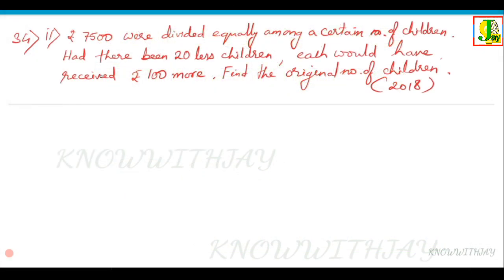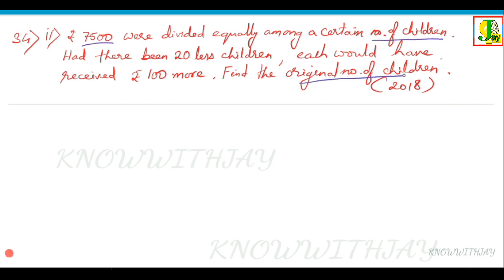This is question number 34 of exercise 5.5. We have rupees 7,500 which is divided equally among a certain number of children. The number of children is not given, so we need to find the original number of children.